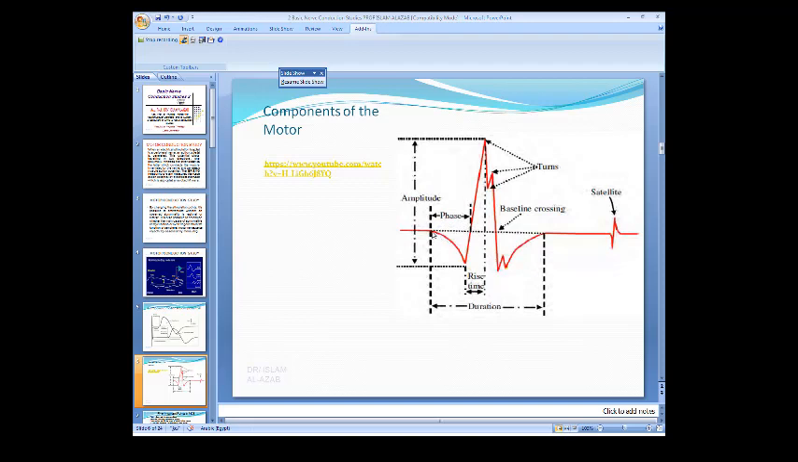The first crossing of the baseline and return is called a phase. This shape is like a turn. It is called a turn. Each time the waveform changes its direction, it is called a turn. Here it's called a baseline crossing.